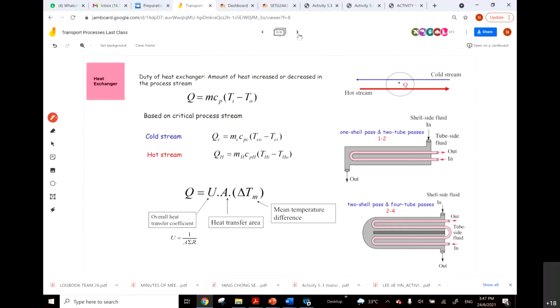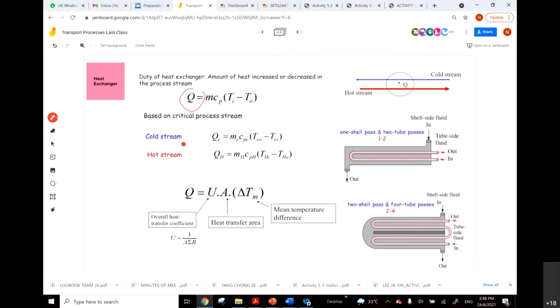We can continue with the heat exchanger. Okay, so for heat exchanger, I think everyone knows, especially after you do your heat exchanger project. Okay, so first, you can calculate the duty of the heat exchanger. So you can calculate the Q. This is the general equation, mCp delta T.